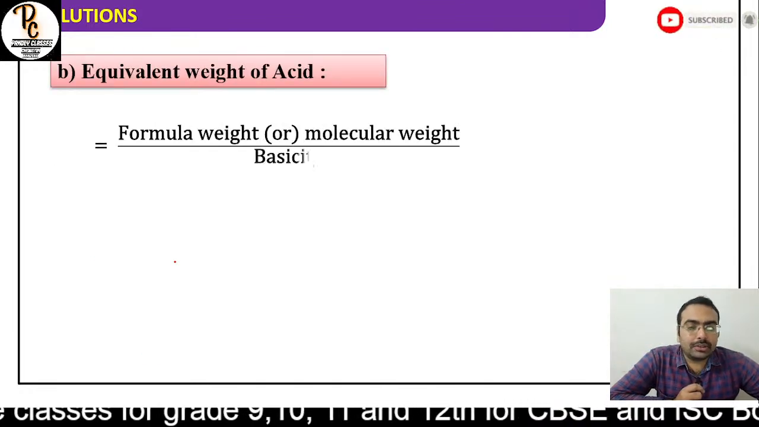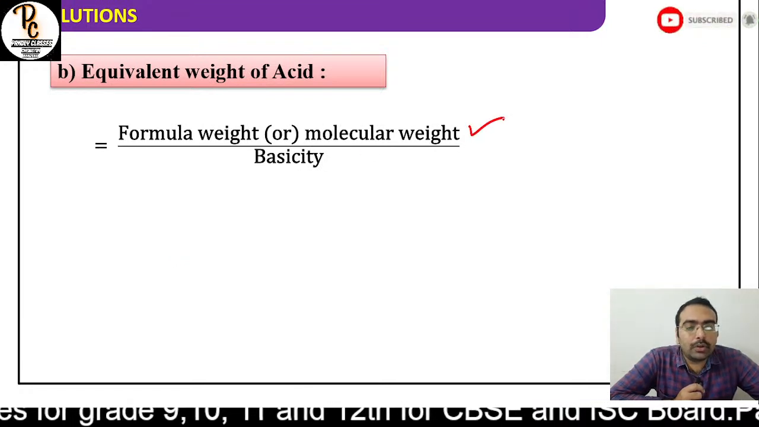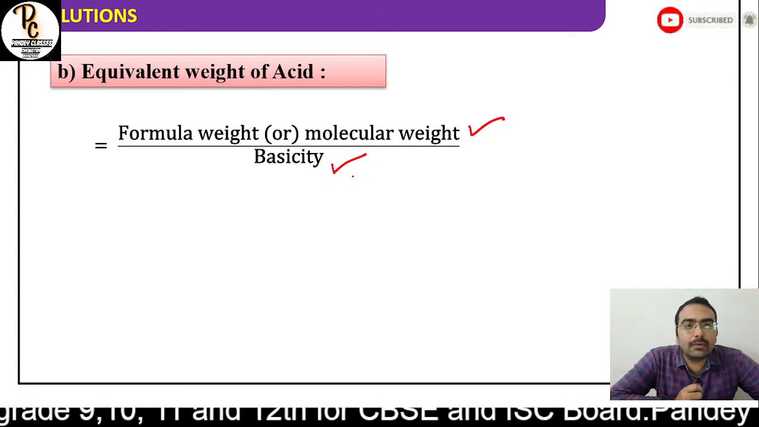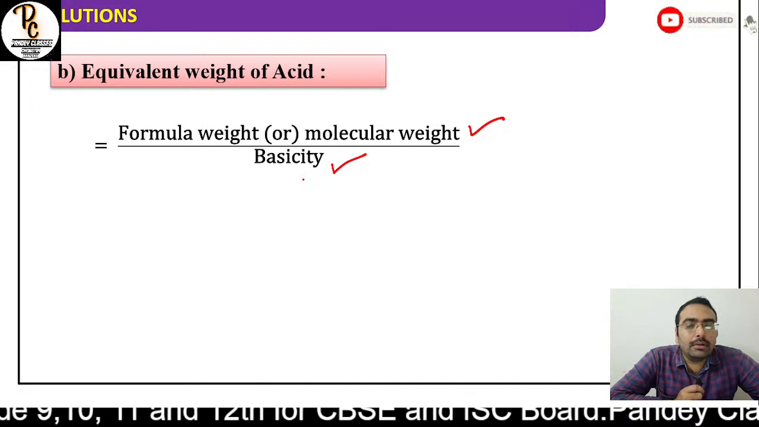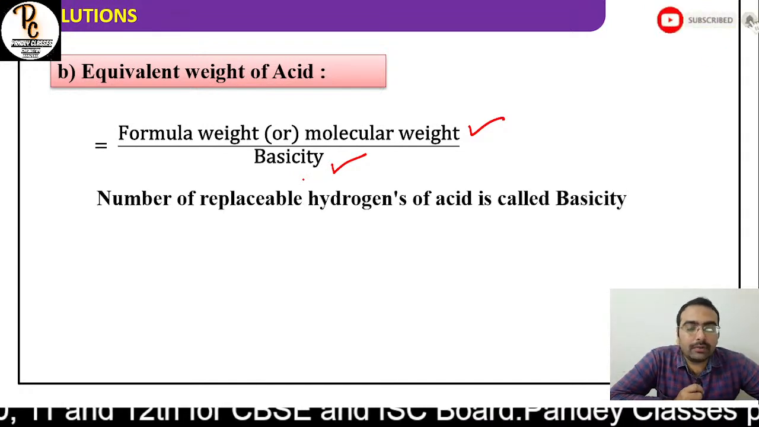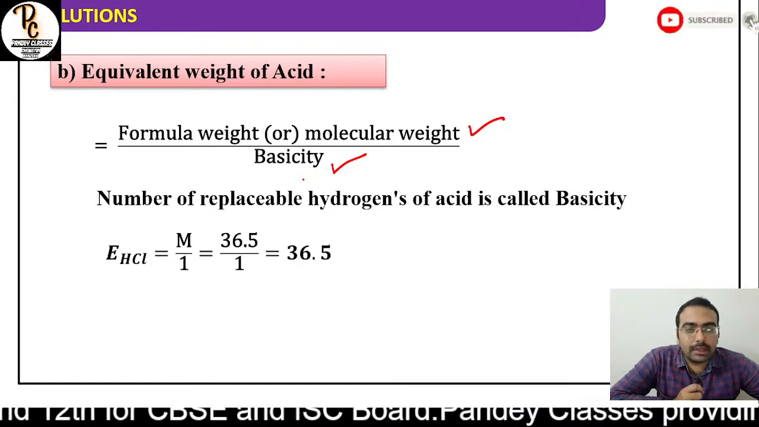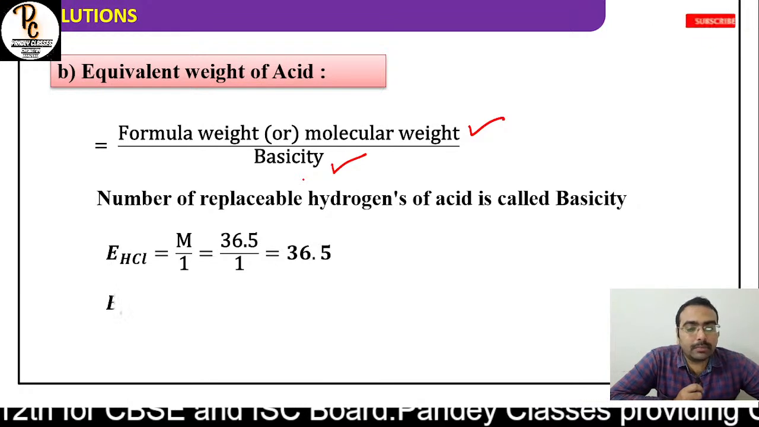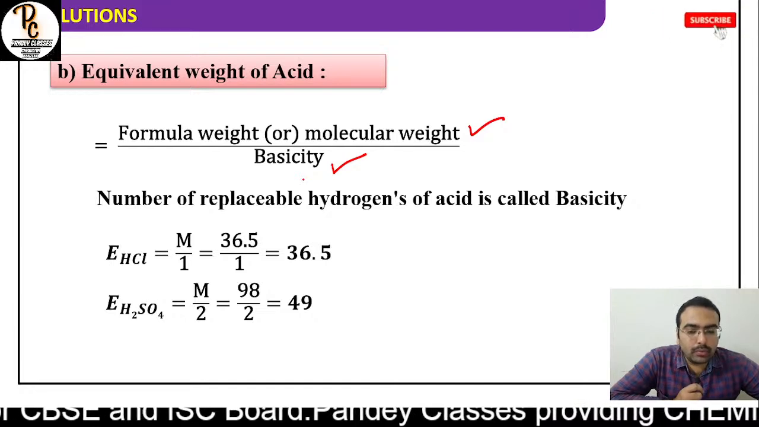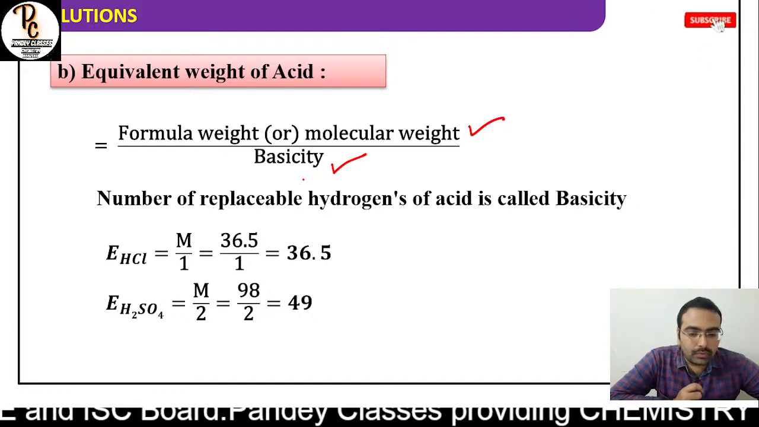Equivalent weight of an acid. This is the formula that we have to use. It is molecular weight upon basicity, because we discuss the basicity term for acids and the acidity term for bases. Number of replaceable hydrogen ions of an acid is called basicity. So in case of HCl, we have 36.5. In case of H2SO4, we have 98 divided by 2, because here we have number of replaceable hydrogen as 2.